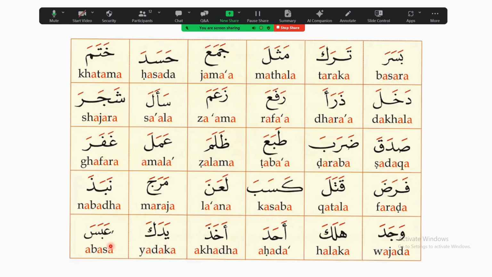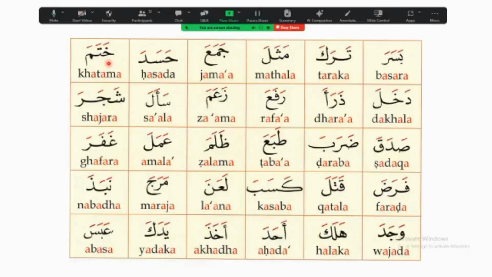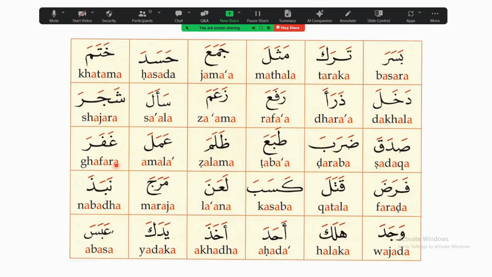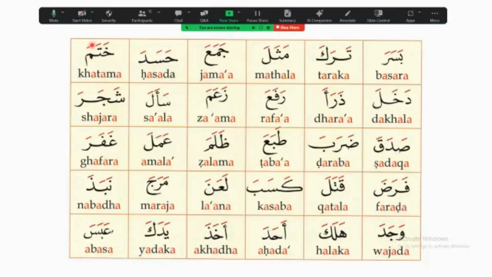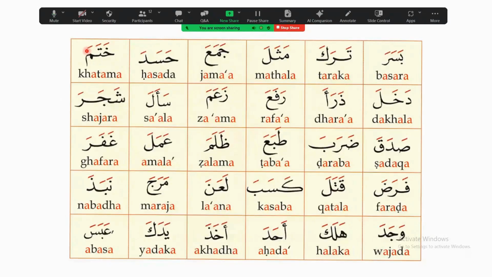Okay, you might have noticed that on the ending words, on the last words of these rows, I said khatam, shajar, ghafar, nabad, abas. I just skipped the last fatha on all of these, and the sound was vowelless at the end. We know that these fatha symbols make a short vowel sound on top of these letters, right? So I just skipped the short vowel sound at the end.